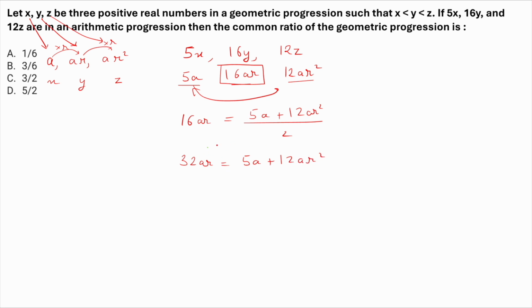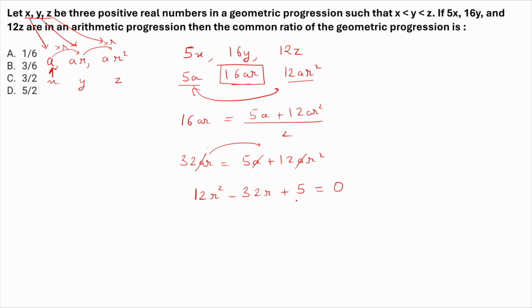Let's divide by a throughout. If I divide by a throughout, a gets cancelled. It has to get cancelled because x, that is a, is also a positive real number, non-zero, so we can cancel it out easily. This gives me 32r is 5 plus 12r square. Subtract 32r from both sides. I get 12r square minus 32r plus 5 is equal to 0.